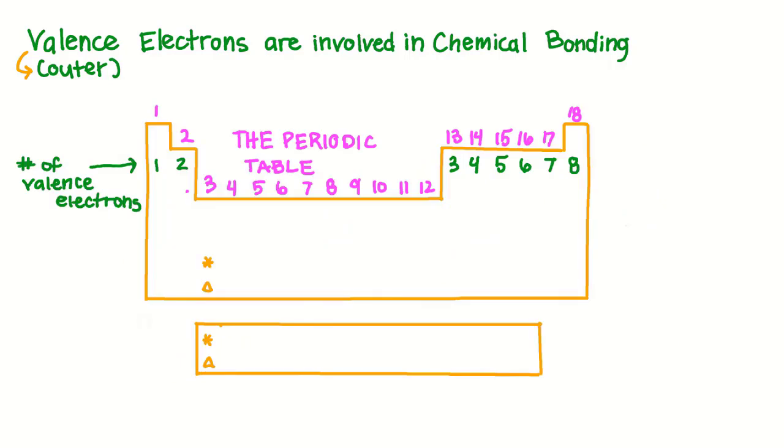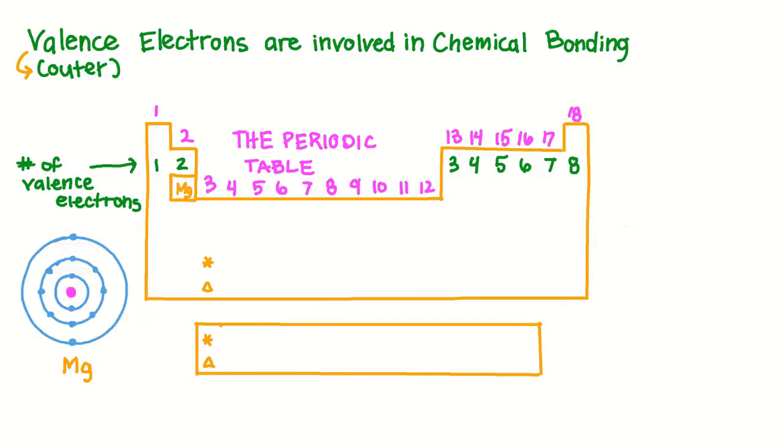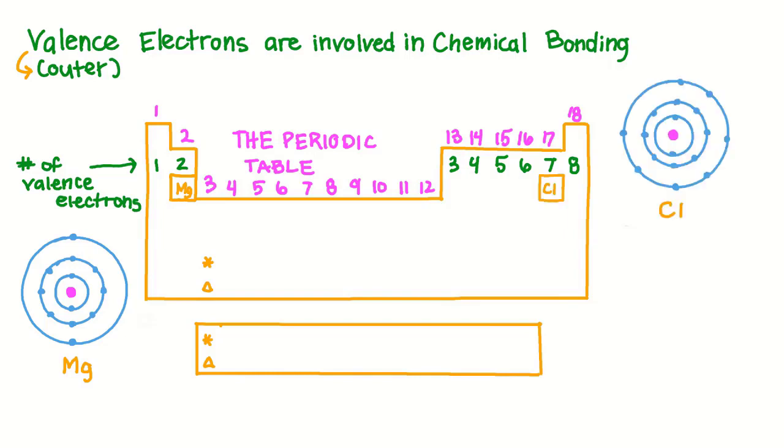For main group elements, that is, elements in the S and P blocks, or elements in groups 1 and 2 and 13 through 18, the number of valence electrons is consistent in a group, so we can use the periodic table to determine how many valence electrons an element has. Magnesium is located in group 2 of the periodic table, so atoms of magnesium have 2 valence electrons, just like atoms of all other elements that are found in group 2. Chlorine is located in group 17 of the periodic table, so atoms of chlorine have 7 valence electrons. And since neon is located in group 18 of the periodic table, atoms of neon have 8 valence electrons.